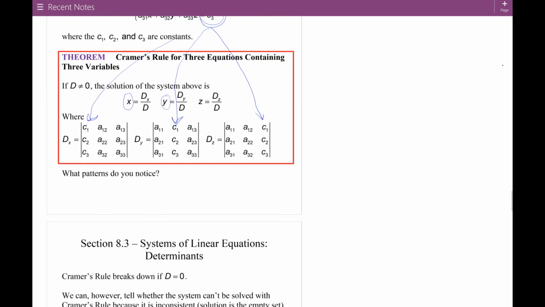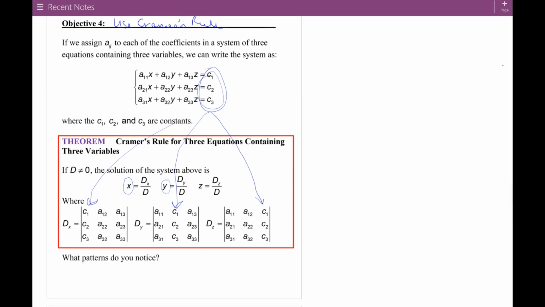So we'll do an example in class with the full-on Cramer's rule for the 3 by 3 system. And that's all for this movie.